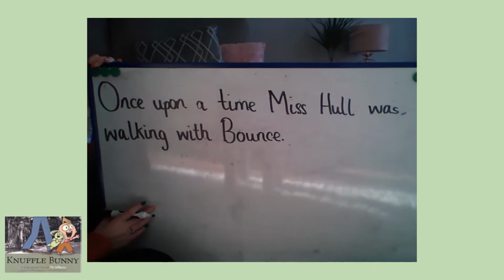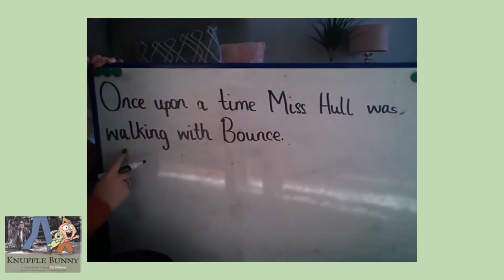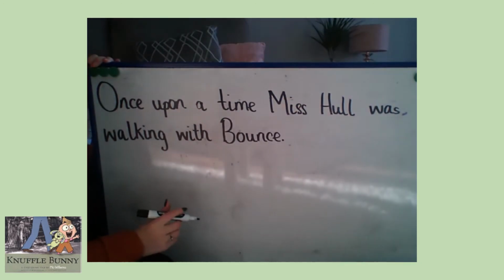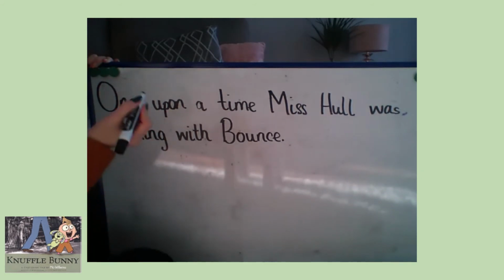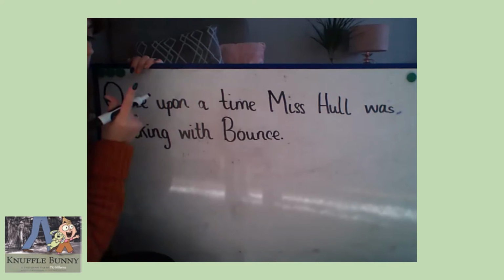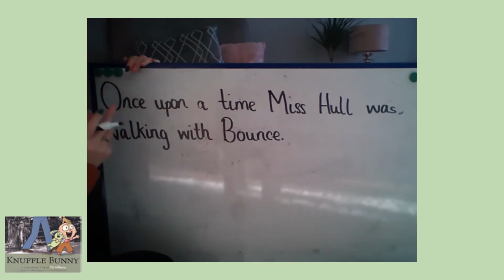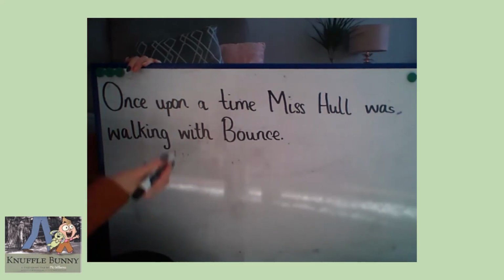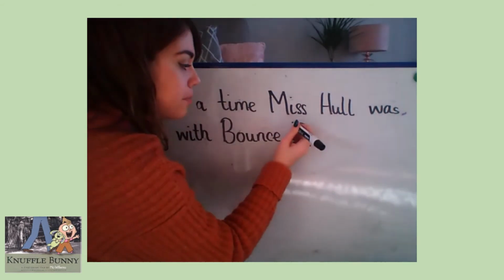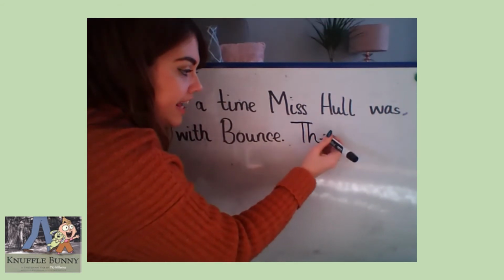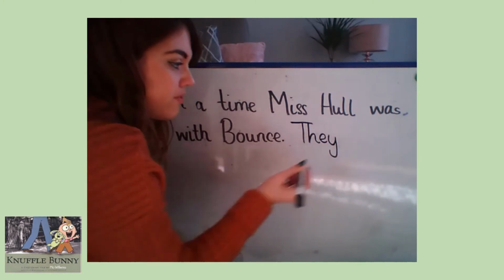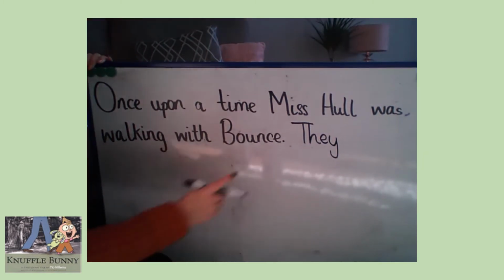So, once upon a time, Miss Hull was walking with Bounce. Now, because we're together, we need to say they. Okay? So we're going to say they were going to the park because that's where I was going. So capital letter to start. Right. And it's one of our red words, so we've got to just remember how to spell this one.